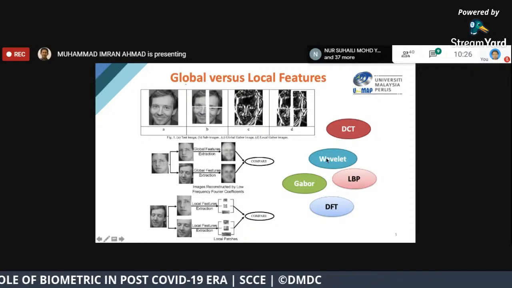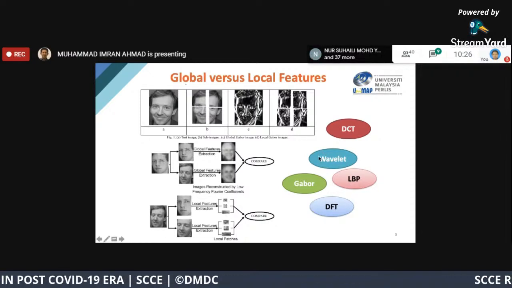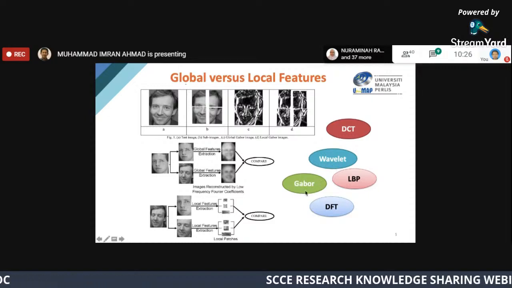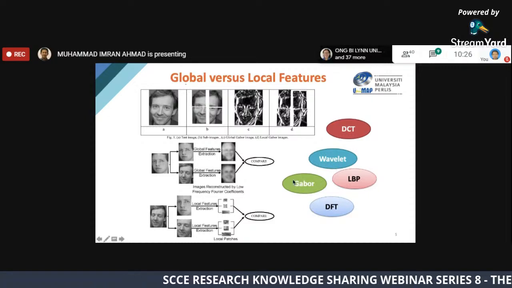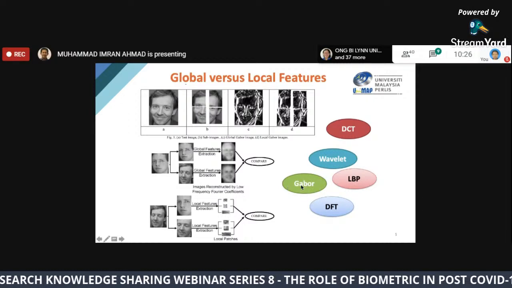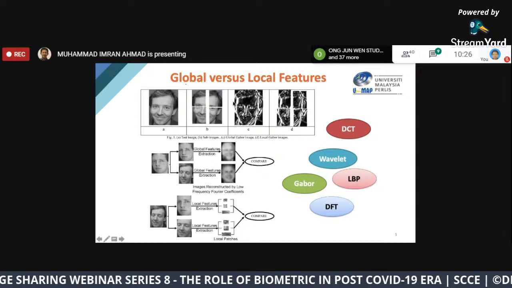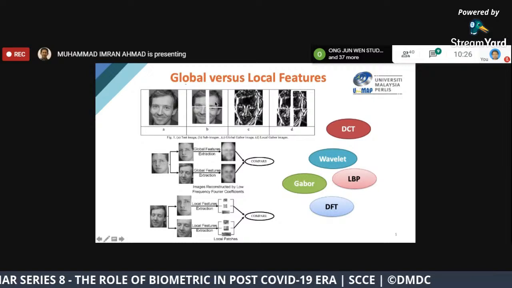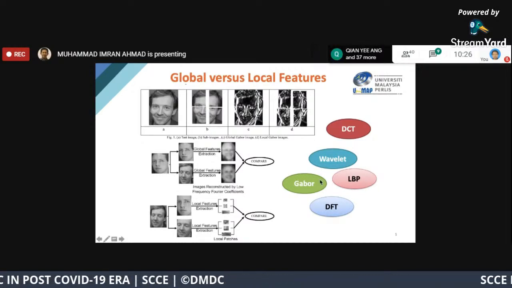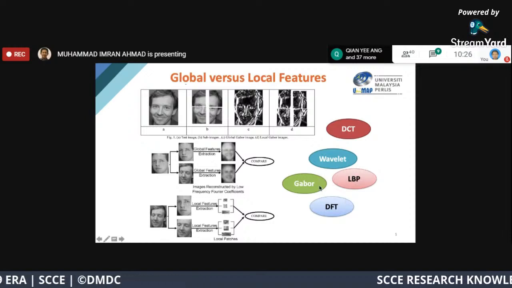Another algorithm is the wavelet. The wavelet is very popular for signal processing and image processing. And then this is another algorithm you can see in the green ellipse here. We call it Gabor. So this is an example of Gabor features: global Gabor and also local Gabor. And then we have LBP and also DFT.